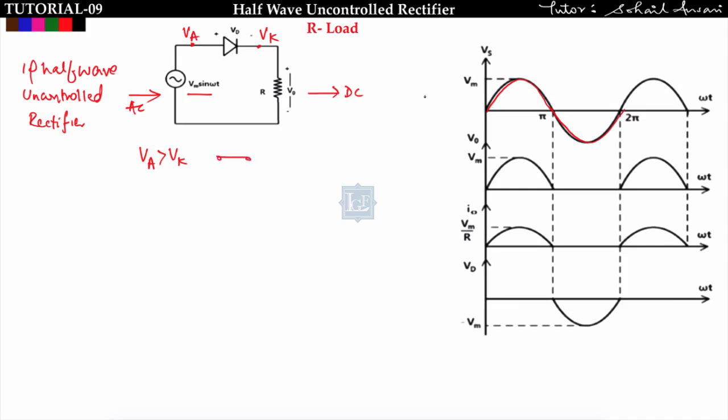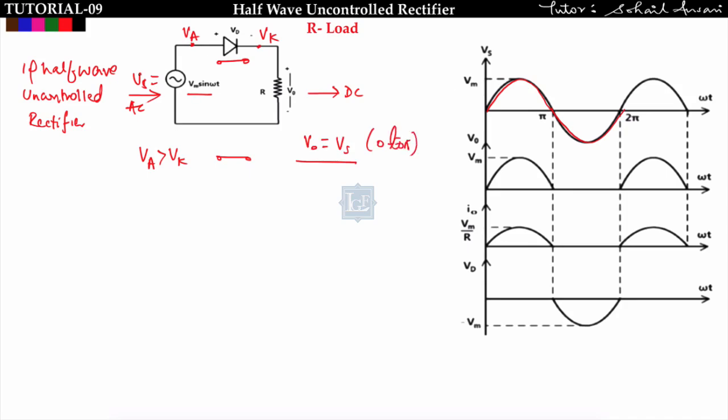So from 0 to pi, let us take the input supply Vs equal to Vm sin omega t, which is greater than 0. If the input supply is greater than 0, then this diode will be shorted and we will get an output voltage equal to the input voltage. So V0 is equal to Vs from 0 to pi.